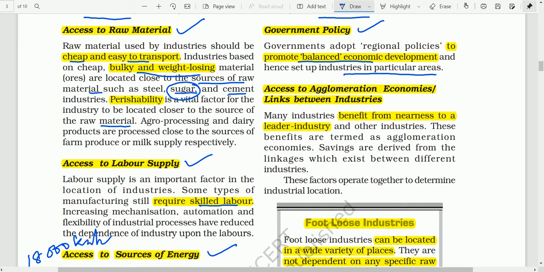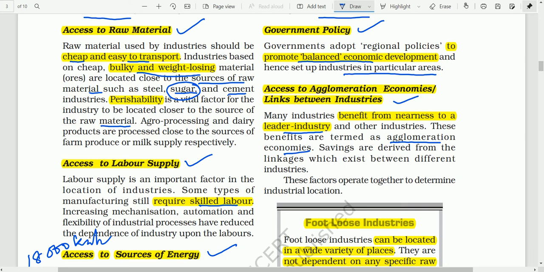Next, we have access to agglomeration economies, or link between industries. So this is another factor influencing the location of the industries. Many industries benefit from the nearness to a leader industry and other industries, and these benefits are termed as agglomeration economies. Savings are derived from the linkages which exist between different industries.